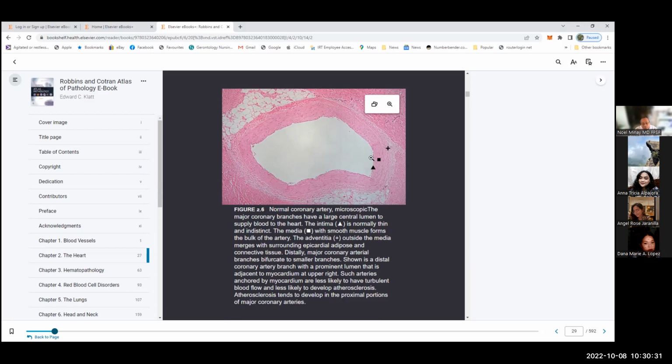Okay? Ito naman yung black square, which is the medial layer. Smooth muscles yan. So this intima is covered by a thin, flat endothelium. We call it arterial endothelium. Covering yan. Ito naman yung serosa, which joins with the connective tissues around the heart.